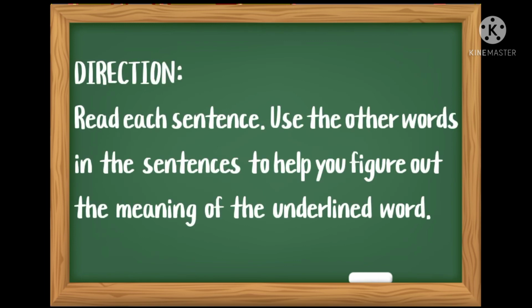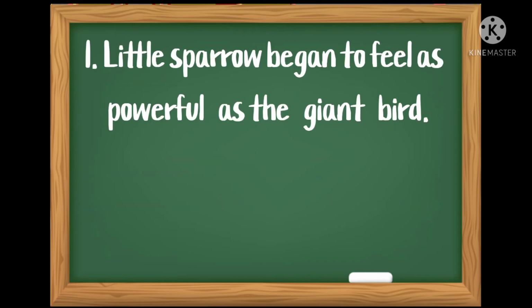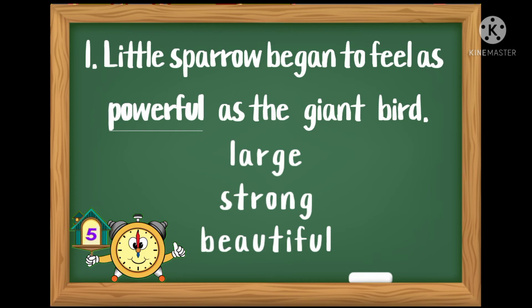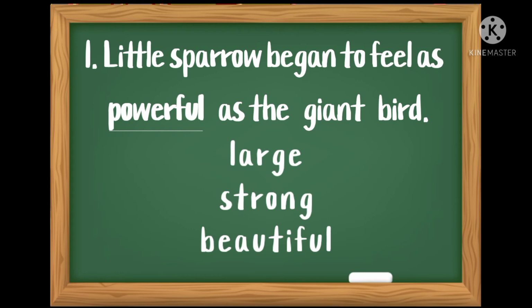Direction. Read each sentence. Use the other words in the sentences to help you figure out the meaning of the underlined word. Number 1. Little Sparrow began to feel as powerful as the giant bird. The underlined word is powerful. Large, strong, beautiful. The other word for powerful is strong.